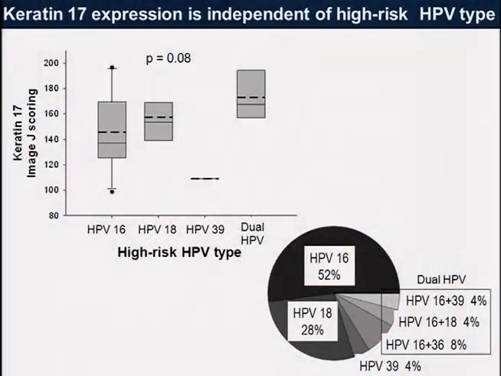We also wanted to know if keratin 17 expression was dependent on the HPV type. So we genotyped the high-risk HPVs for our patients. In this pie chart, you have the percentages for each one of the high-risk HPVs. And when we compared keratin 17 expression between the patients that have different types of HPV, we didn't find any statistically significant difference in the expression of keratin 17 within these different types of HPV infection.